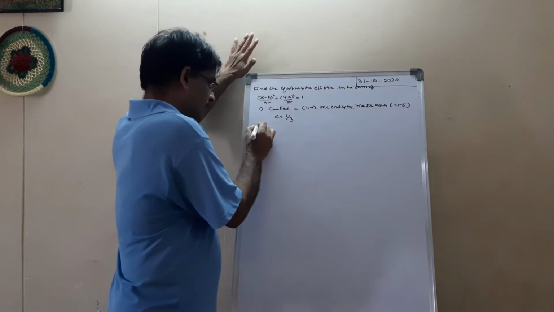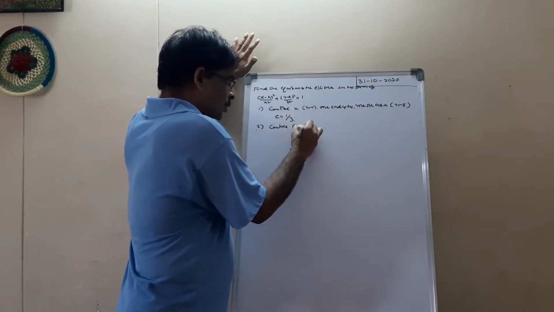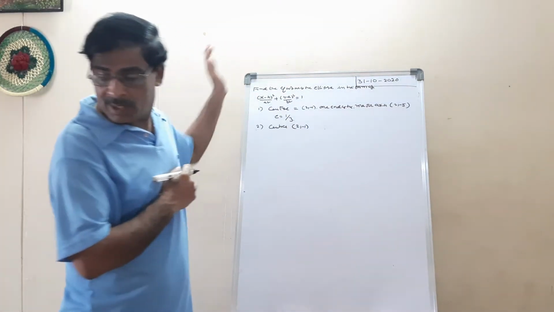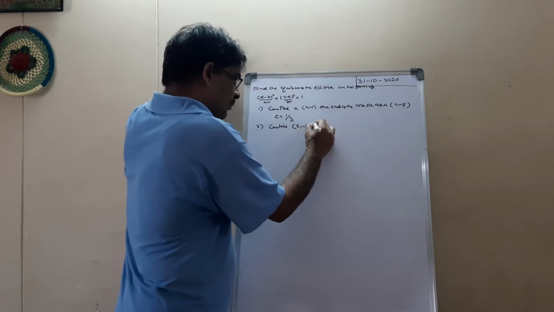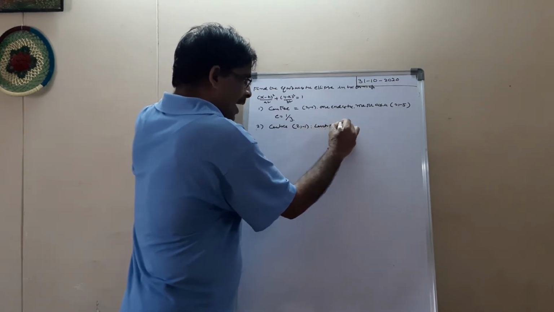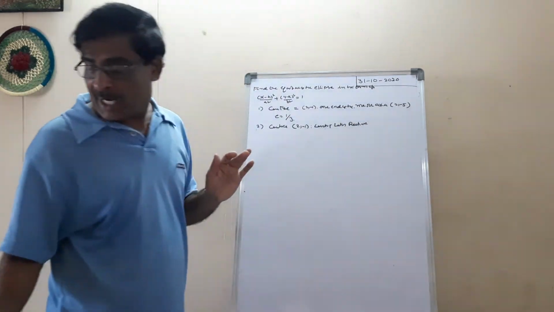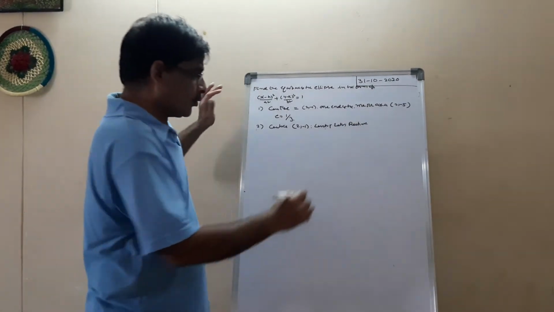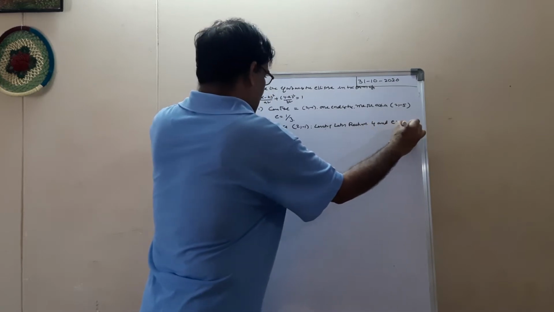The first point. Second one, center equal to (2, minus 1), length of the latus rectum equal to 4 and eccentricity equal to 1 by 2.